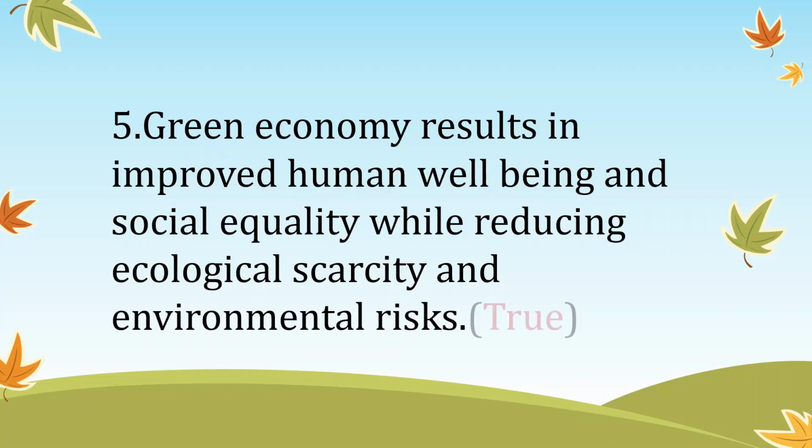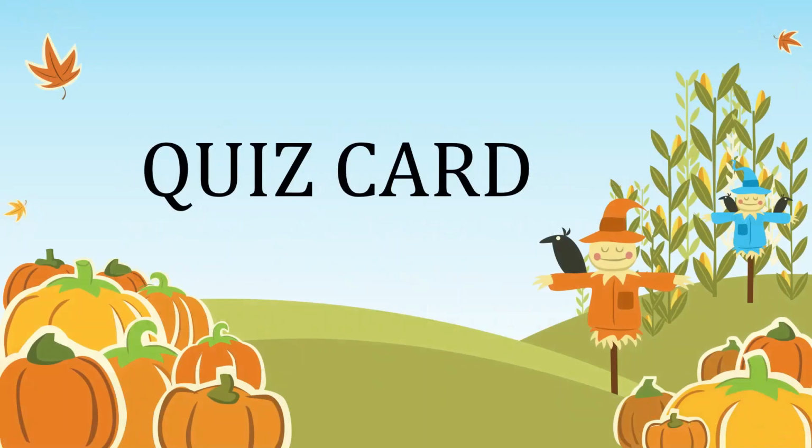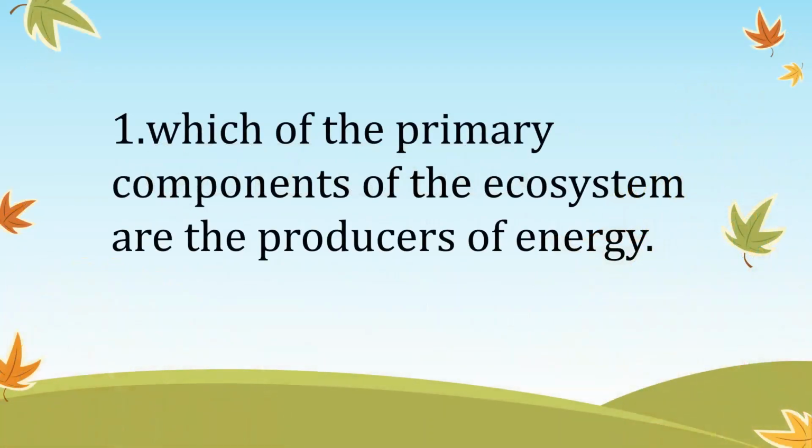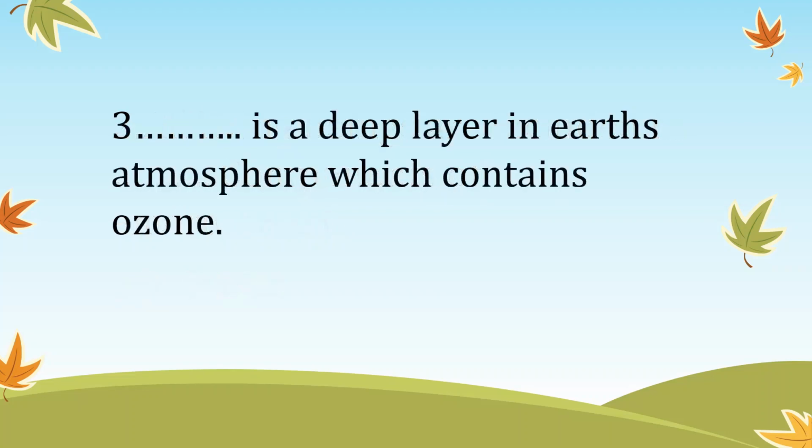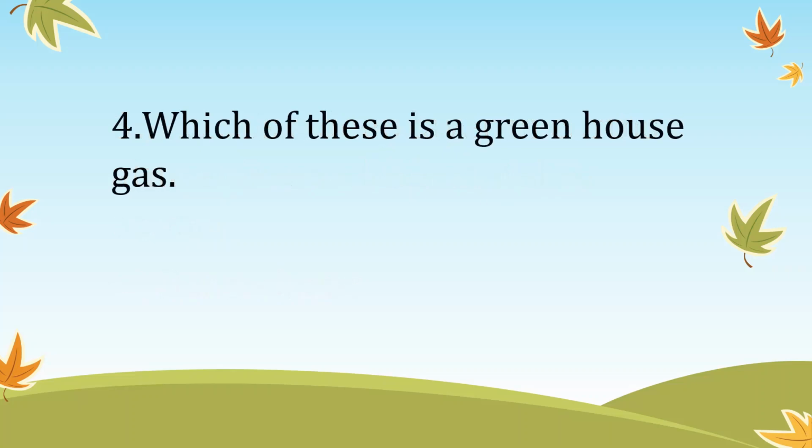Fifth, green economy results in improved human well-being and social equality while reducing ecological scarcity and environmental risks. Statement is true. Now quiz card. First question, which of the primary components of the ecosystem are the producers of energy? Answer is autotrophs. Second, all living beings are included in dash components of environment. Biotic. Third, dash is a deep layer in Earth's atmosphere which contains ozone. Answer is ozone layer.